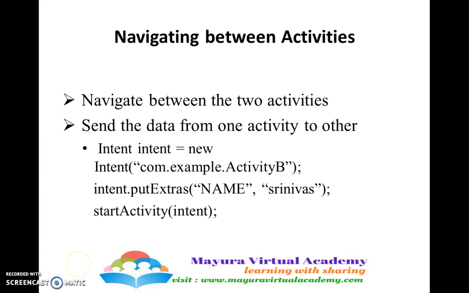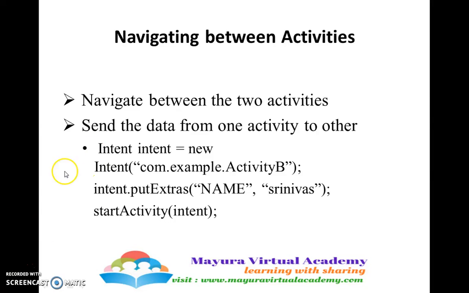So suppose I'm in activity A and I want to navigate to activity B on some operation, say a click of a button. And along with the navigation, I also need to transfer some data such as name from activity A to activity B. In such a scenario, how do we perform the operation?